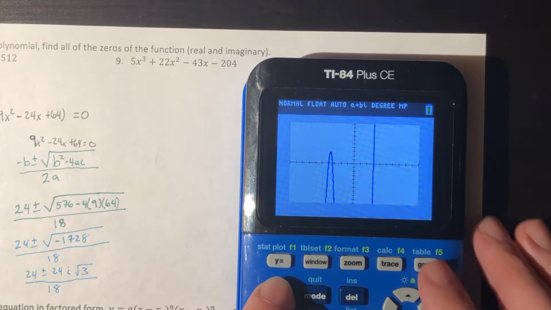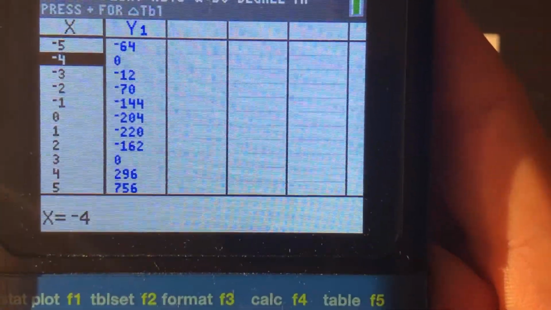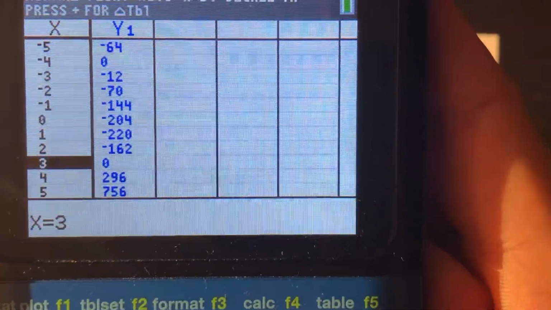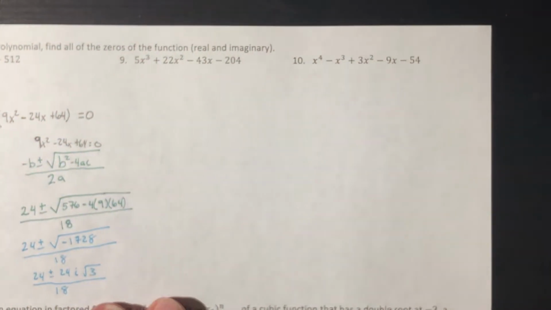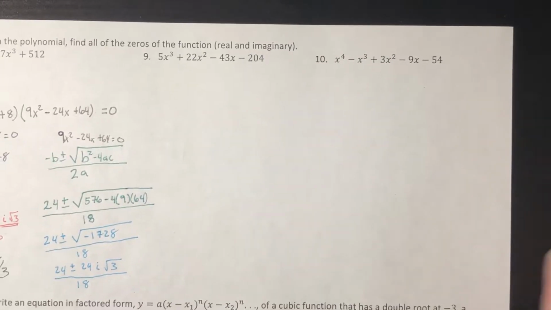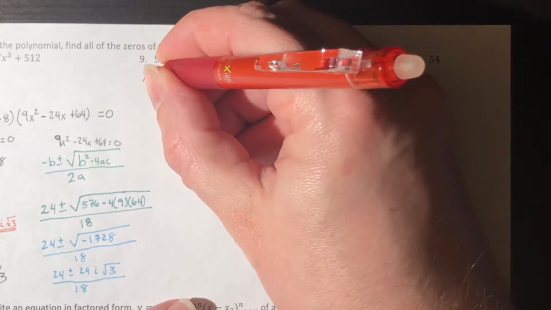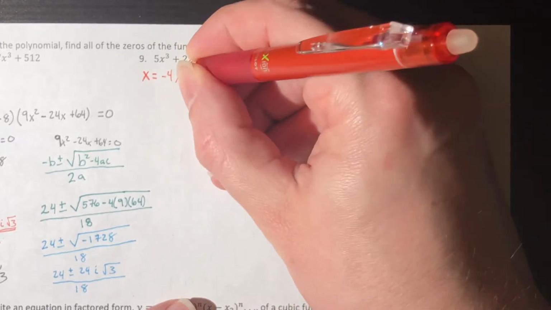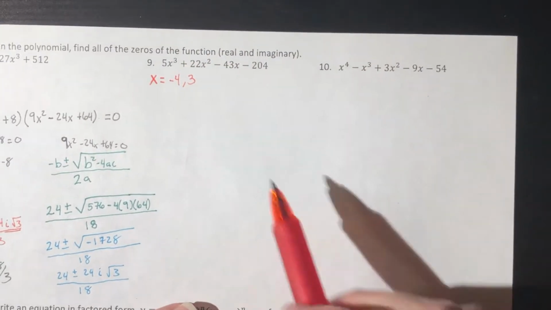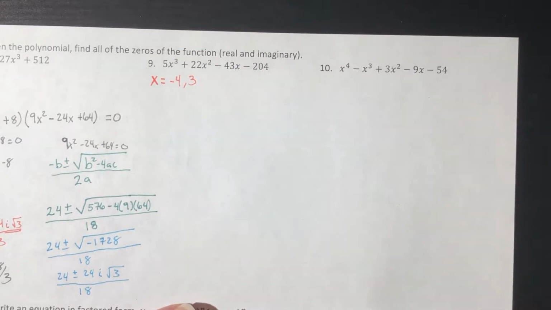So I am able to find in here real zeros at -4 and at 3. So from those, I already know 2 of my values. x equals -4 and x equals 3. To find my other one, I'm going to need to do synthetic division using those 0 values.